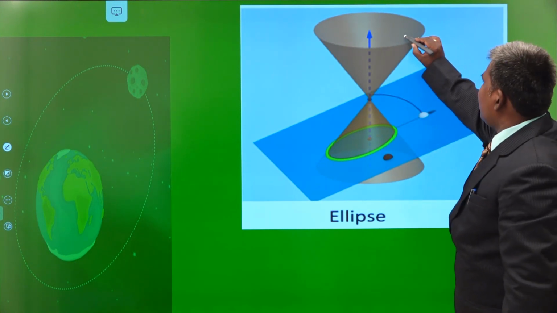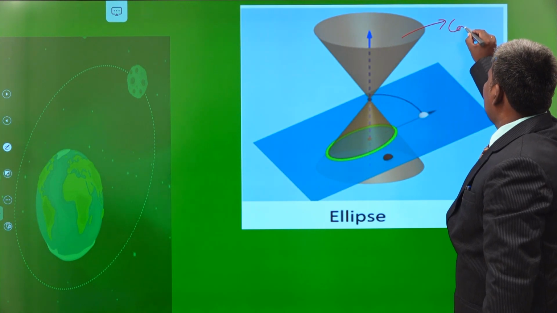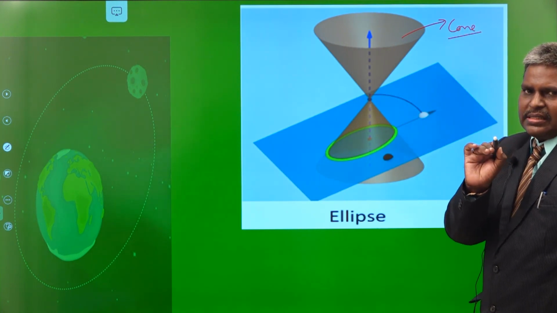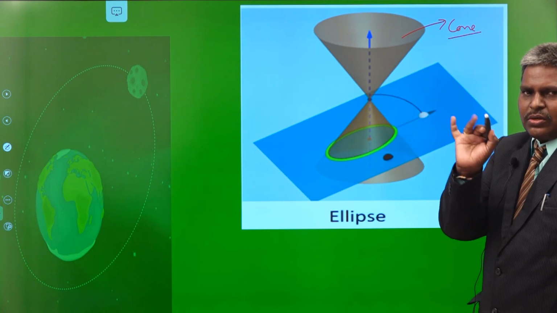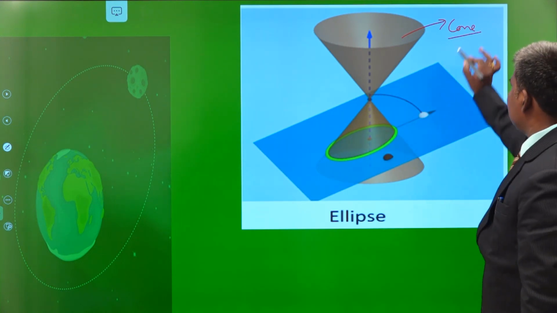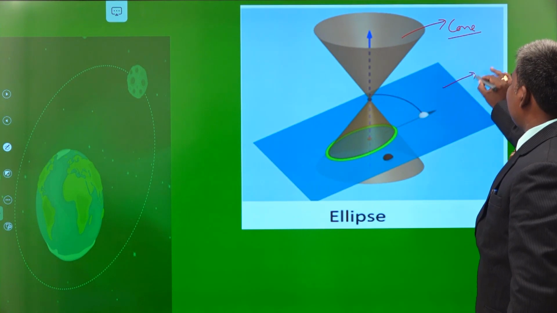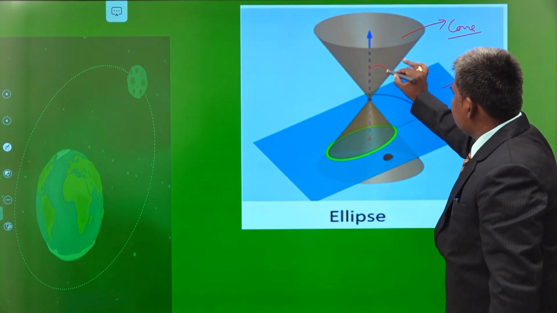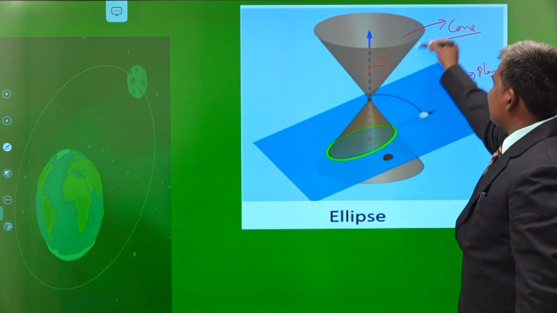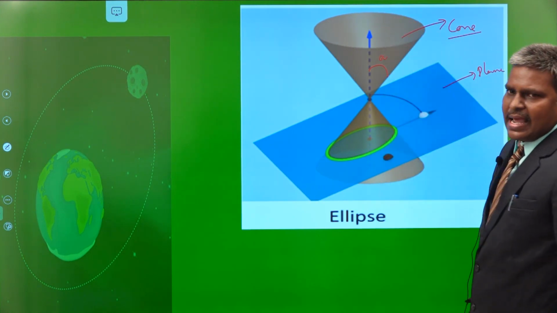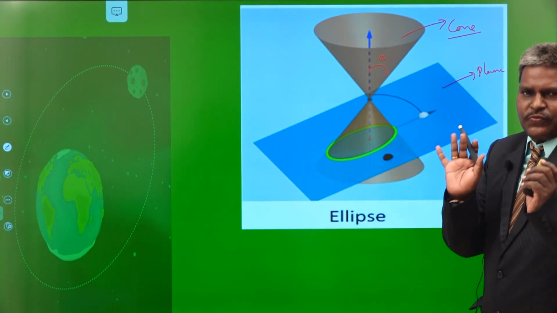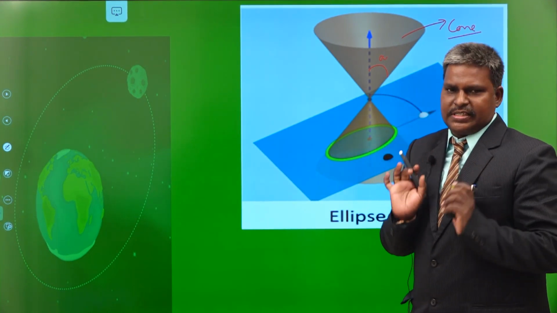So, this is my conic. Cone, a right circular cone. Conic is a 2D figure. Cone is your experimental thing. This is the cone. This is your plane. What is this? This is the angle made by the generator with your vertical axis. This is A. It is fixed. Once your cone is fixed, A is fixed.